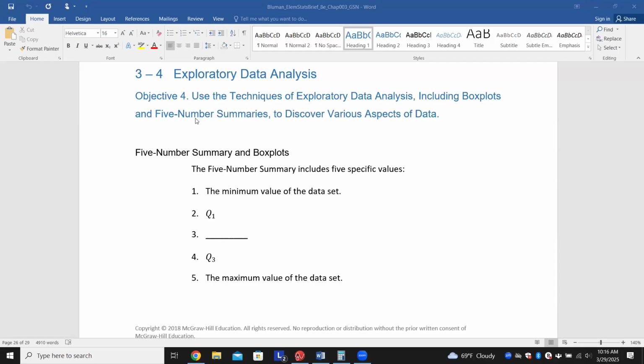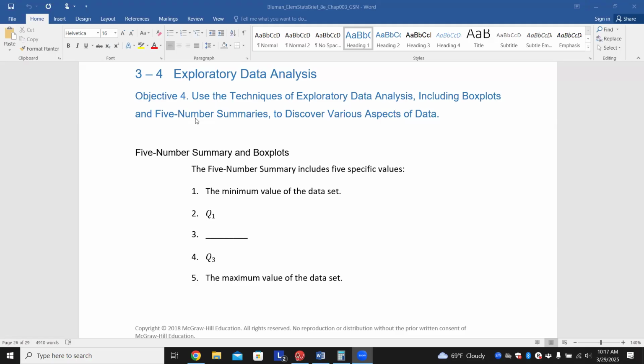Alrighty, to conclude chapter 3, we're going to look at 3.4, exploratory data analysis. Our fourth objective here is to use the techniques of exploratory data analysis, including box plots and 5-number summaries, to discover various aspects of the data.